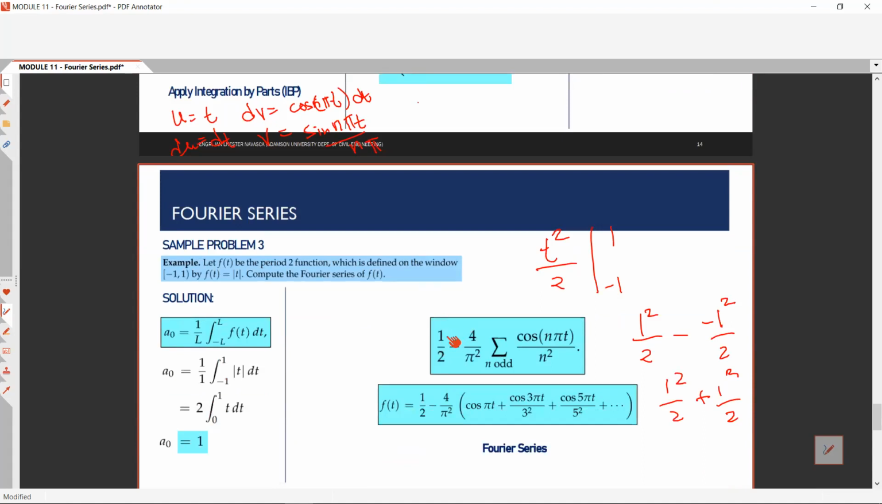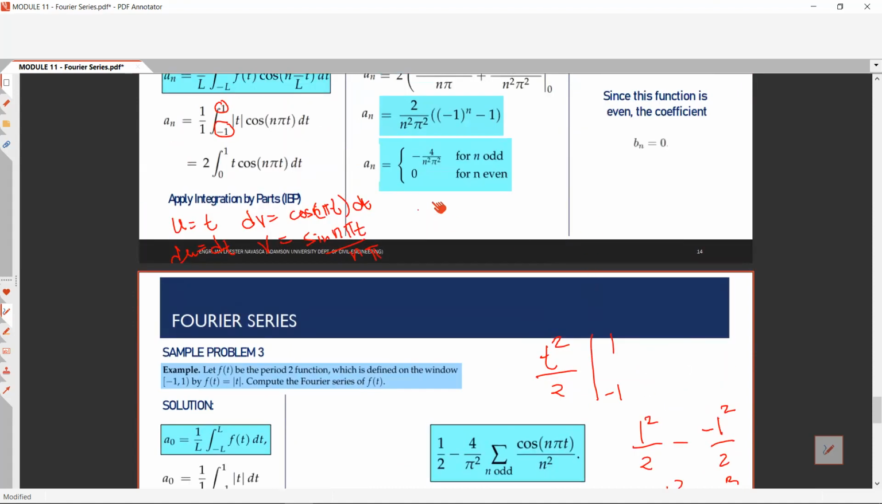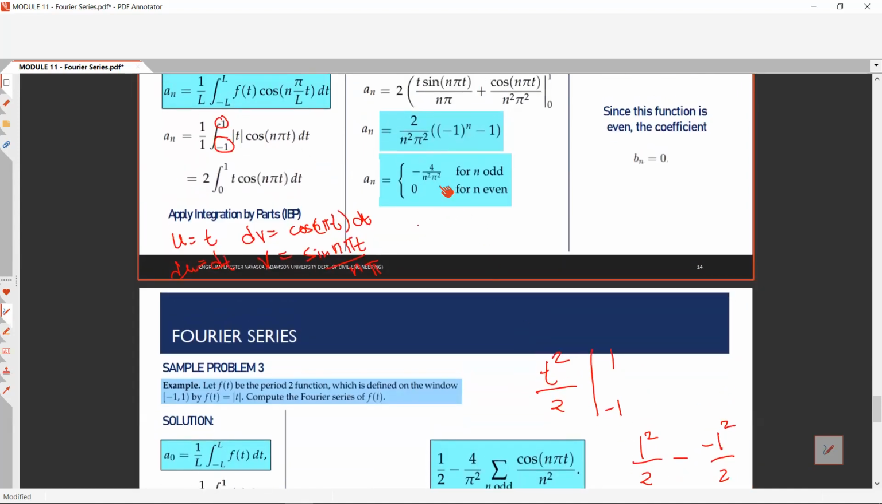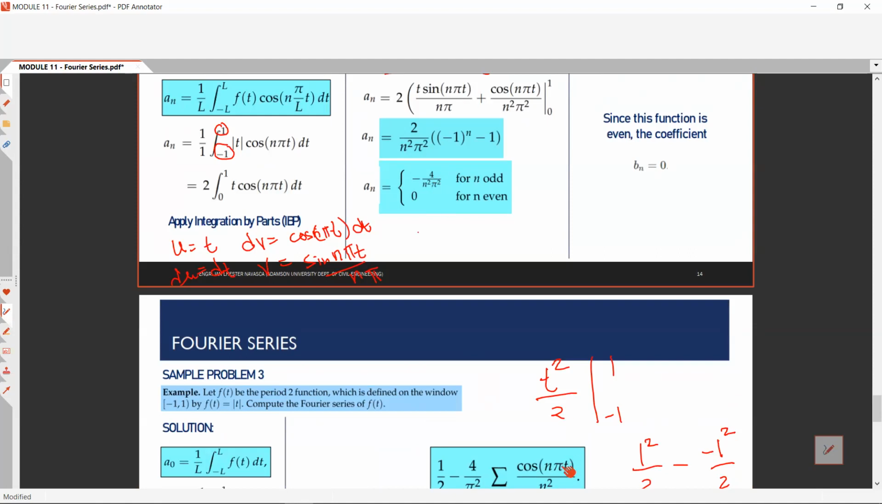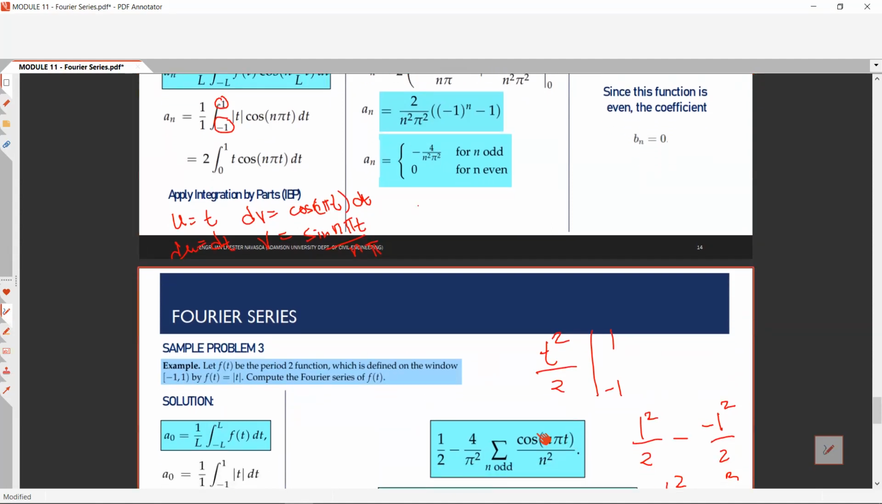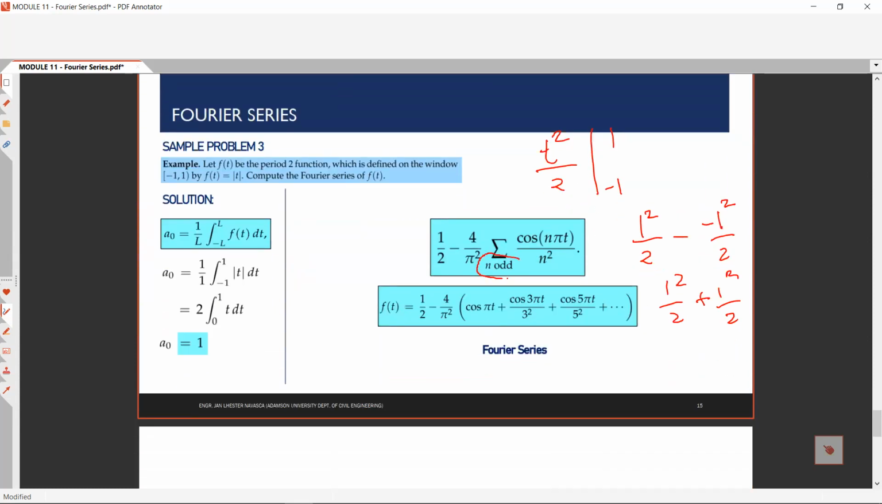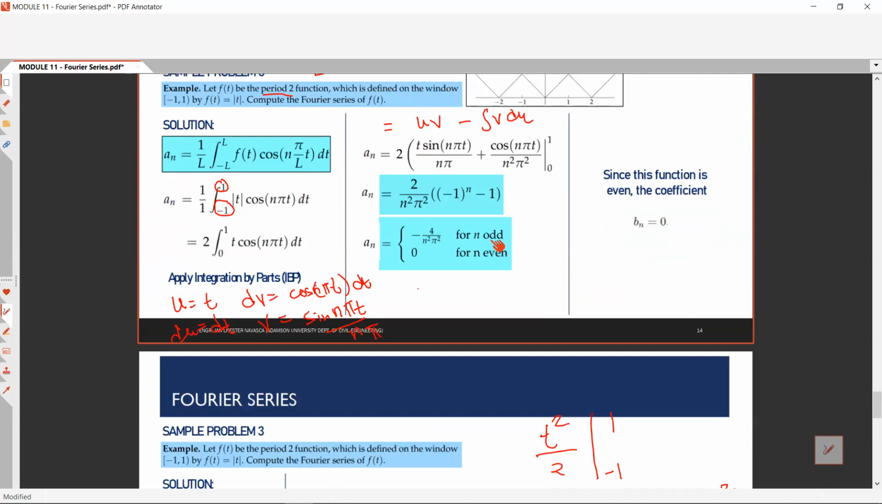Your Fourier series expansion is 1/2 minus 4 over pi squared, cosine n pi t over n squared. Okay, cosine n pi t over n squared. So we just substitute the value of your b sub n, whereas your n is always odd. So this can be your way of writing it, or you can also write it with n equals 1 to infinity. So it can be either way.